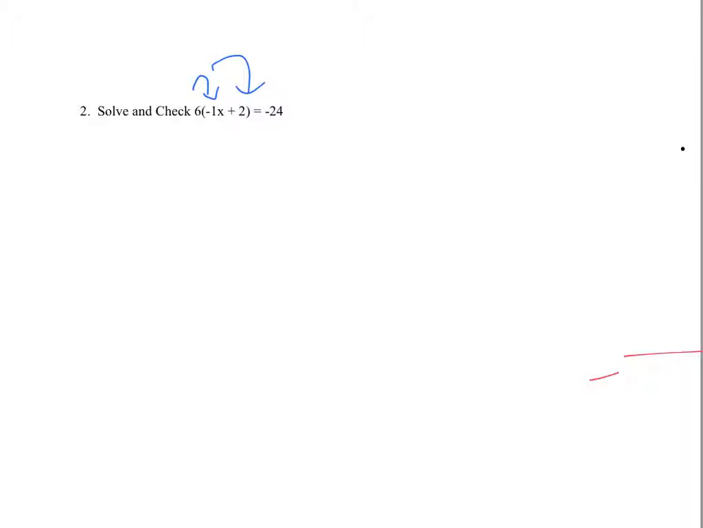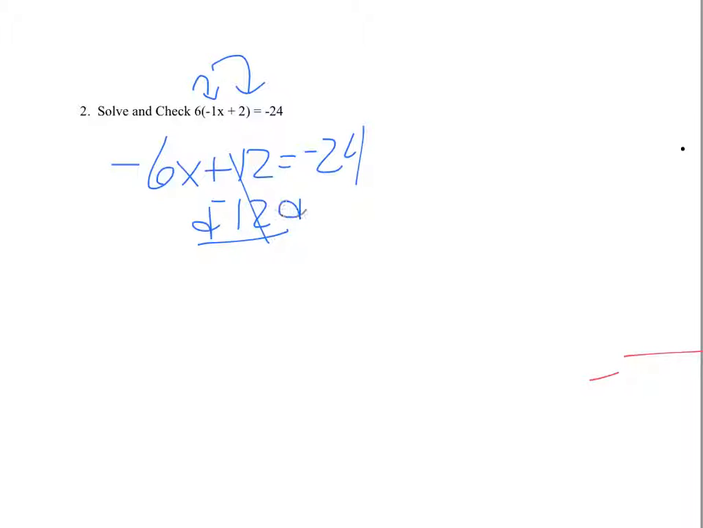So 6 times negative 1x is negative 6x. 6 times 2 is 12, and that needs to equal negative 24. I'm going to move the piece without the variable first by adding the opposite to each side. So I'm going to add negative 12. So negative 6x equals negative 36 when I add the negative 4 and the negative 12 together.